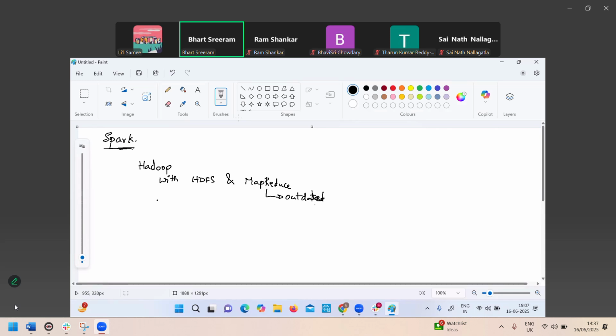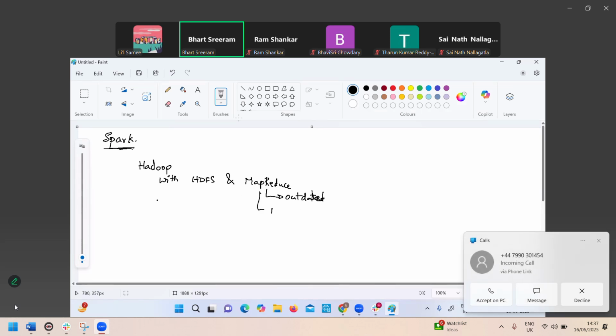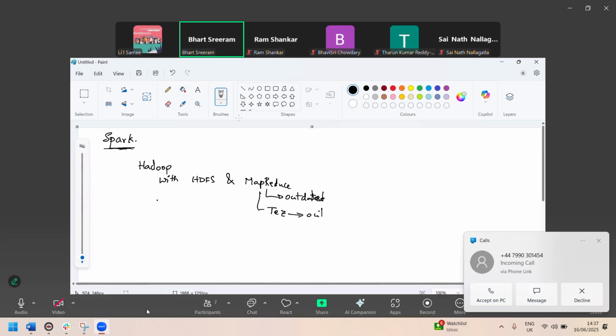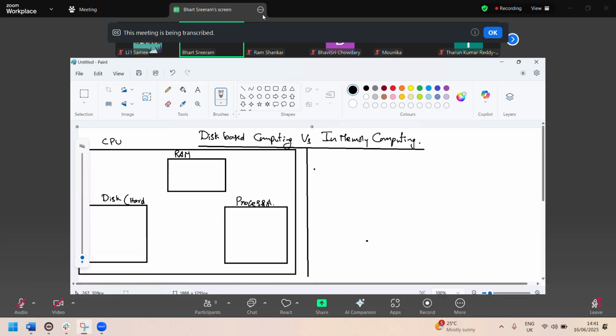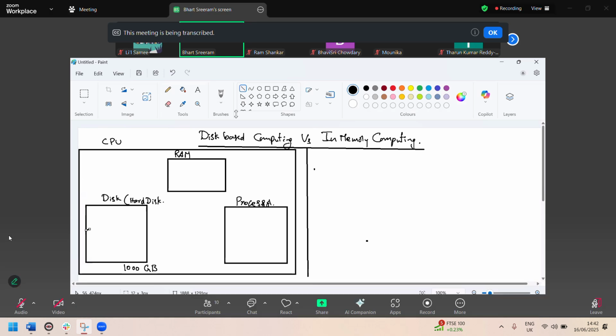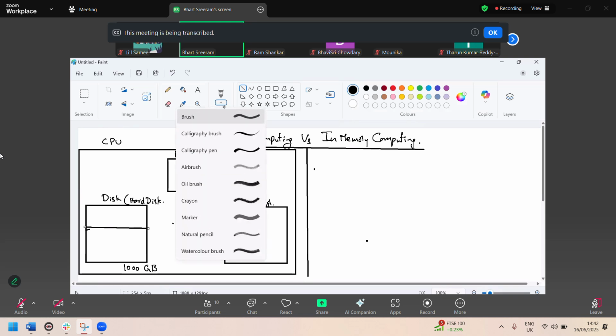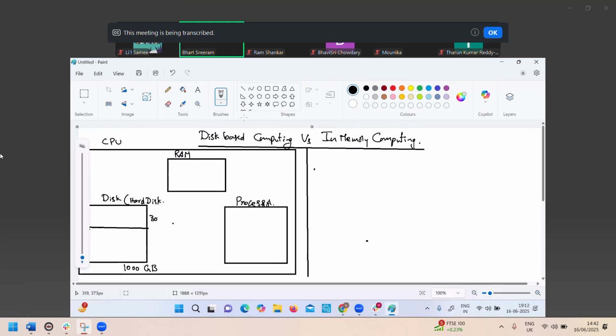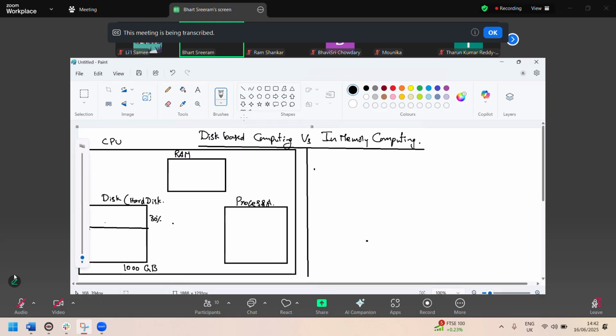Later, Tez came into the picture. This is also outdated. Think that this disk has 1000 GB for easy calculation, approximately 1 terabyte. Within this, generally some 30% is kept as virtual storage.